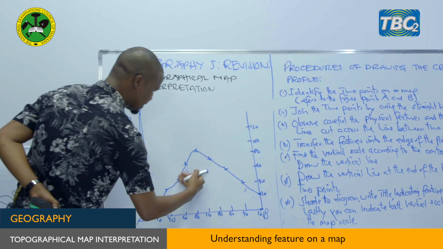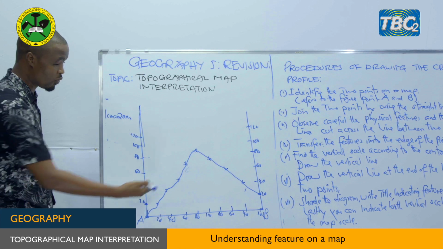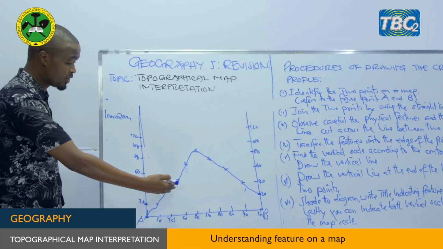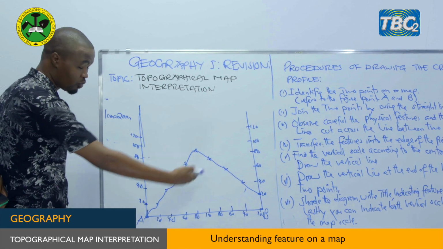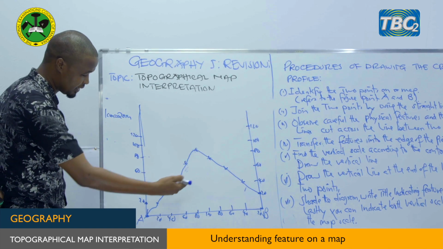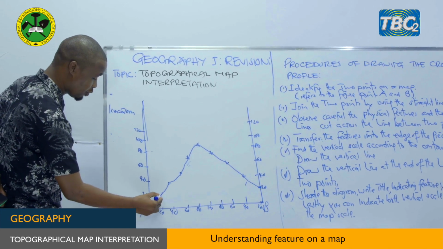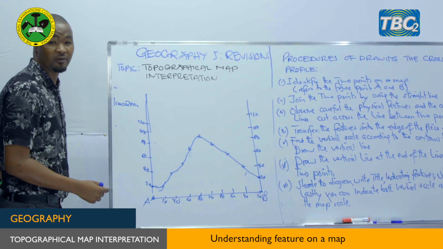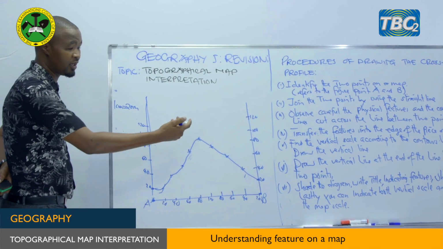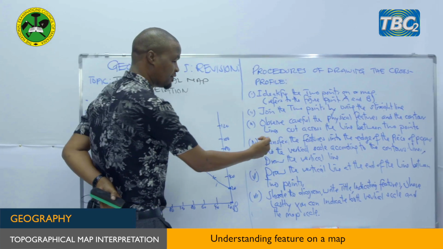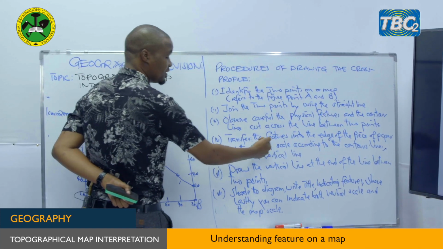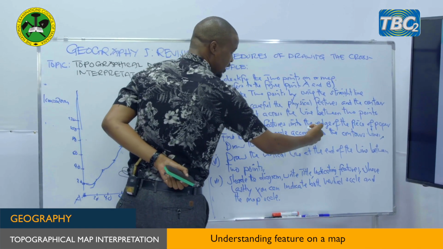See? And lastly, you'll find something like this. It means we have the diagram we drew. So the diagram obtained between the 2 points, I repeat, the diagram drawn between the 2 points is what we call the cross-section.